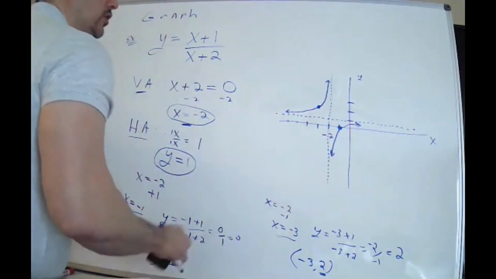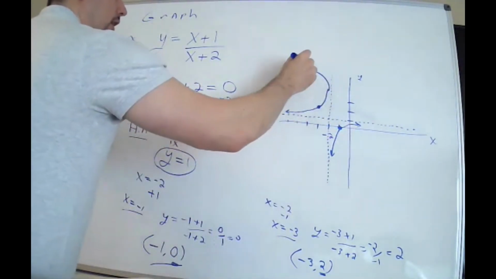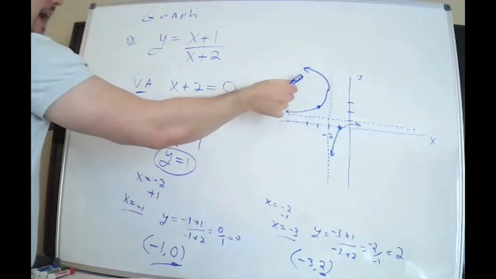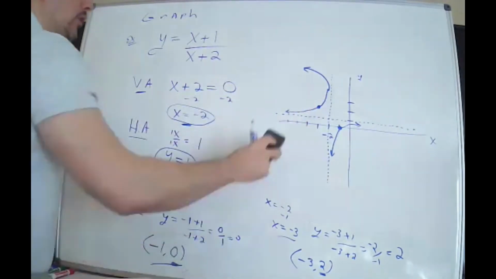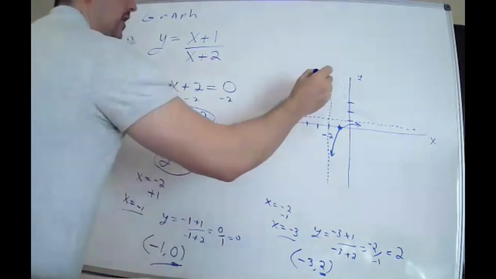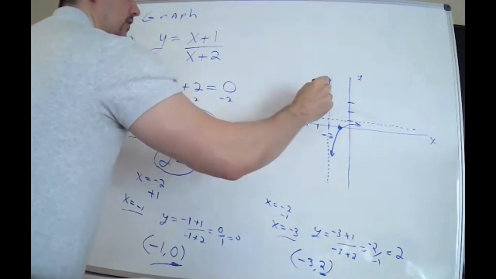What I don't want you to do, I like to call this the boomerang. I see students do this. They go like this. This is not happening. The graph does not do the boomerang, okay? The graph gets pulled toward the dashed line. It doesn't go away from the dashed line. So you have to make sure that it goes close, but it doesn't touch, all right?